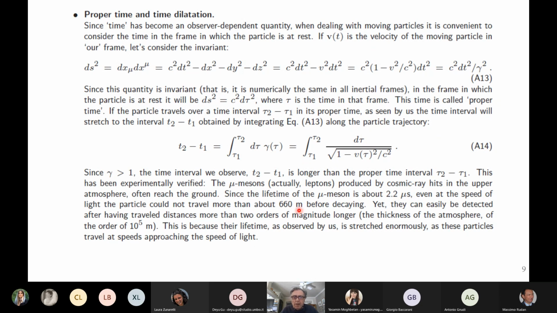And this time clearly can expand or contract depending on the speed of the observer which looks at this particle. And I gave an example, an experimental verification of this fact: the mu lepton, at the time called mu meson, has a lifetime of about 2 microseconds. It is generated by cosmic rays in the upper atmosphere, some 100 kilometers up in the air, and yet they are detected at ground level, at sea level. And that's because these particles move at a speed which is very close to the speed of light. So time for them flows very slowly with respect to the flow of time as seen by an observer at sea level.